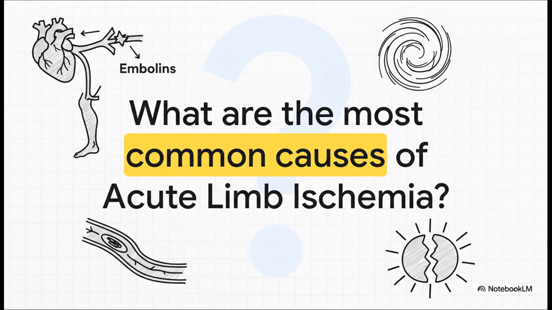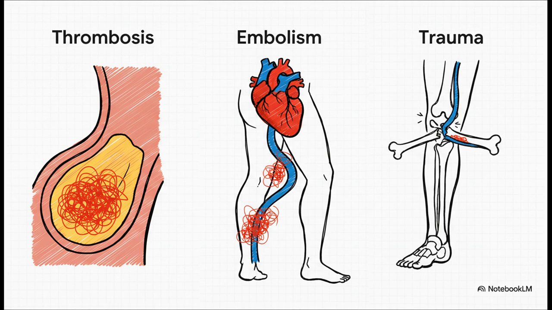What are the most common causes of acute limb ischemia? The most common cause is an embolism. That's where a clot from somewhere else, usually the heart in a patient with atrial fibrillation or after a heart attack, travels downstream and gets lodged in an artery. The other main cause is thrombosis, where a clot forms right on site in an already diseased and narrowed vessel. Less commonly, it can be caused by trauma.